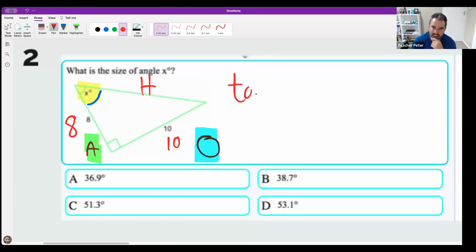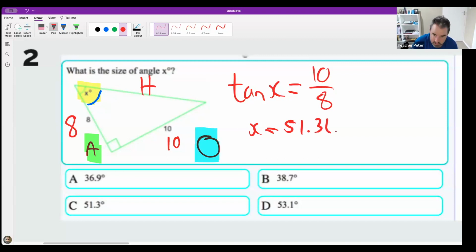It's going to be tan, and the tan of x is going to be 10 over 8. So if I go to my calculator now and I go shift tan and I go 10 over 8, I am getting 51.34, which gives me option C as my correct answer. Give me a thumbs up if you follow my logic.